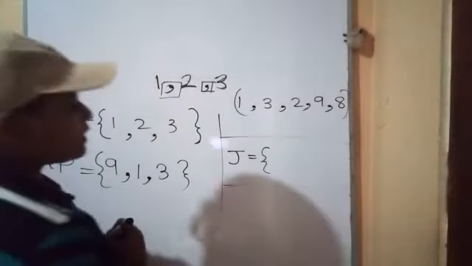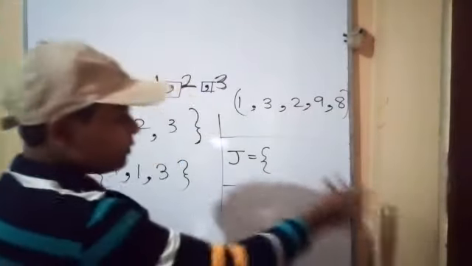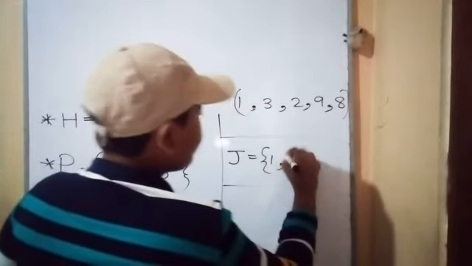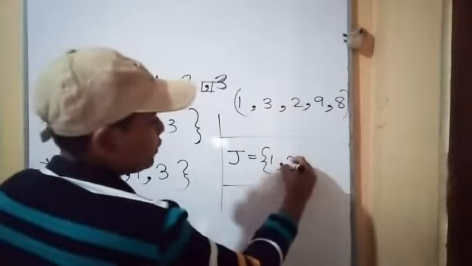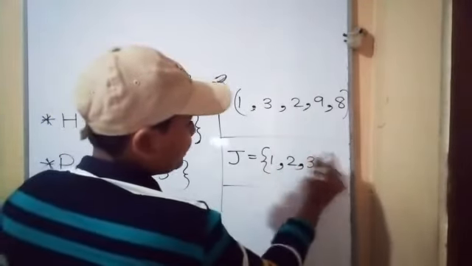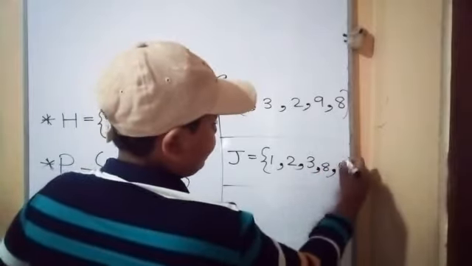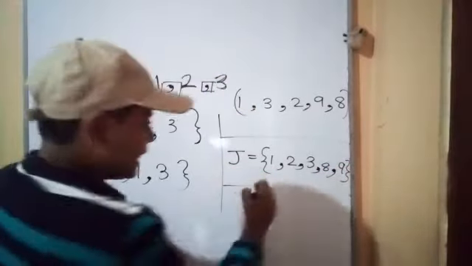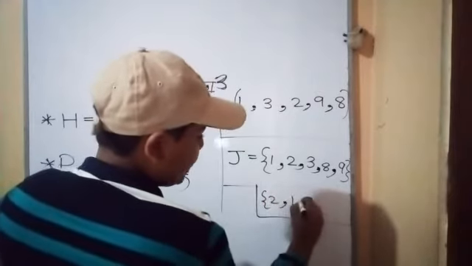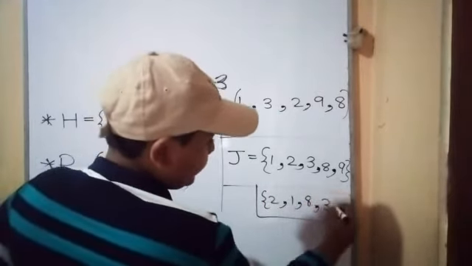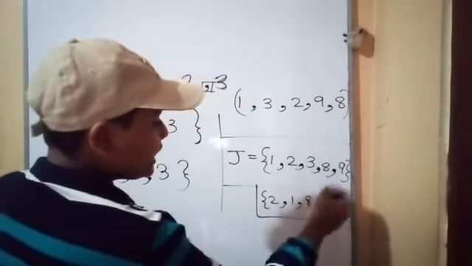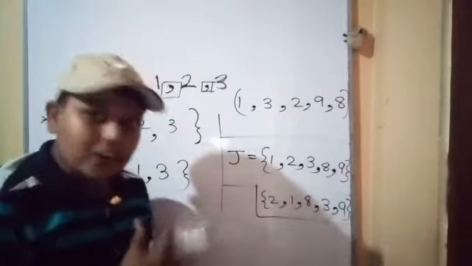Correspondingly, you want to write 1, then 2, next comes 3, next comes 8, next comes 9. You can write this set as 2, 1, 8, 3, 9 also. You can write this as 8, 3, 1, 9, 2. They are not important.